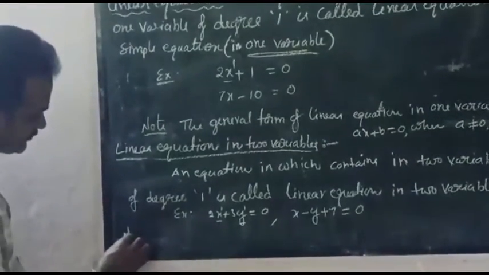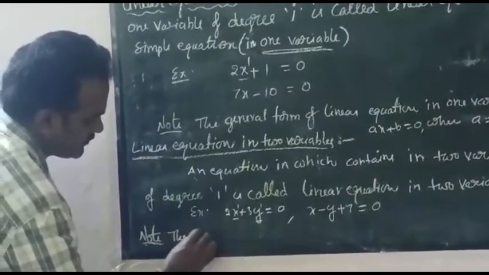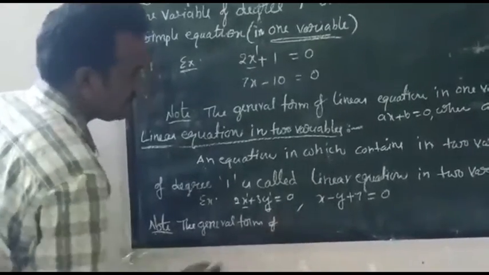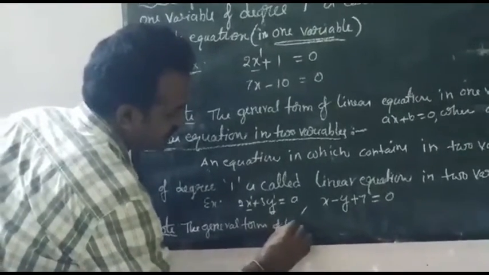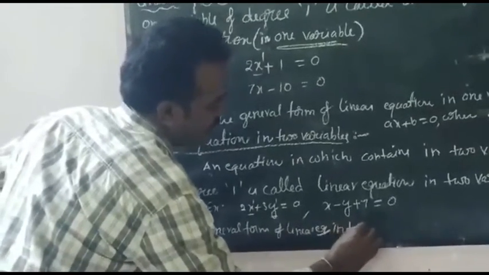Next, the note. The general form of a linear equation in two variables.